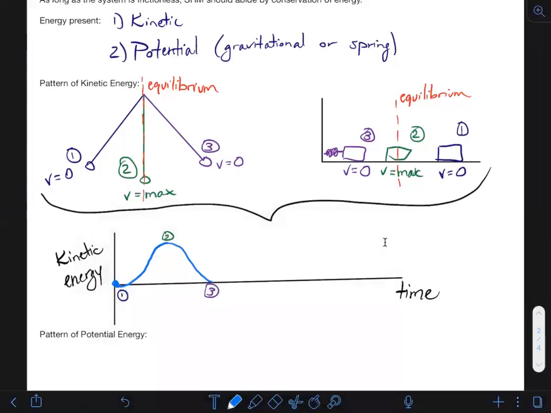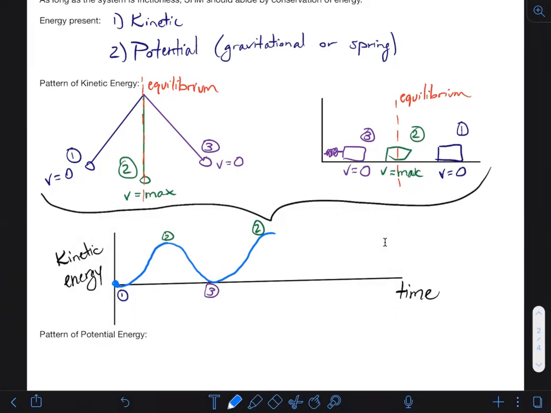And then we swing back, right? So we're going to swing back towards position 2. So we increase our speed, and so we increase our kinetic energy as we swing back towards position 2. But as soon as we go through position 2, it goes back down again to 0, because at this time we have returned back to our original location. We are returning back to position 1.